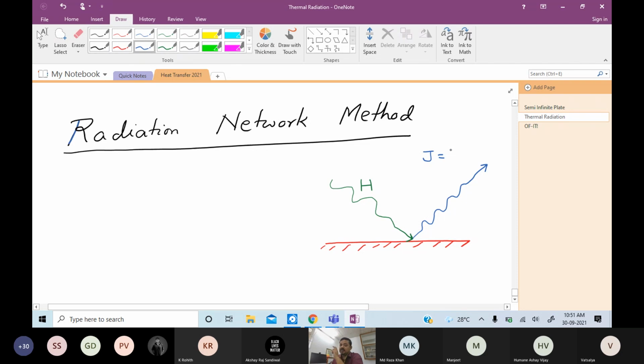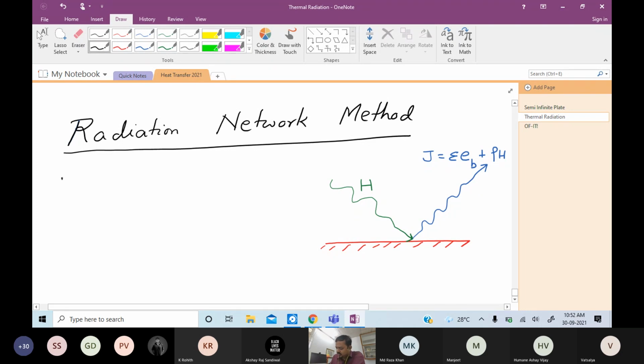Now, what is J? That is the amount of radiant energy leaving the surface. And that has two components. One is what it emits, which as we know is epsilon EB, or epsilon sigma T to the power 4, plus what it reflects, plus rho H. Agree?